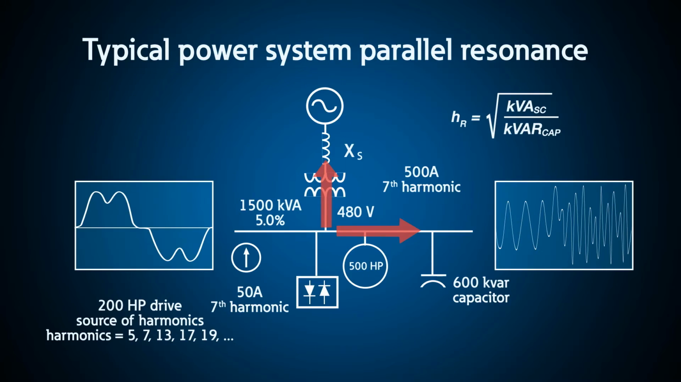By knowing the signature harmonic from various loads, like 6-pulse drives, we can estimate where resonance may be a problem. This example shows the parallel resonant point and how easily you can estimate the frequency at which parallel resonance occurs. For this example, parallel resonance occurs at the 7th harmonic order, and therefore any 7th harmonic current created by the drive will be amplified by the resonant circuit between the capacitor and transformer.